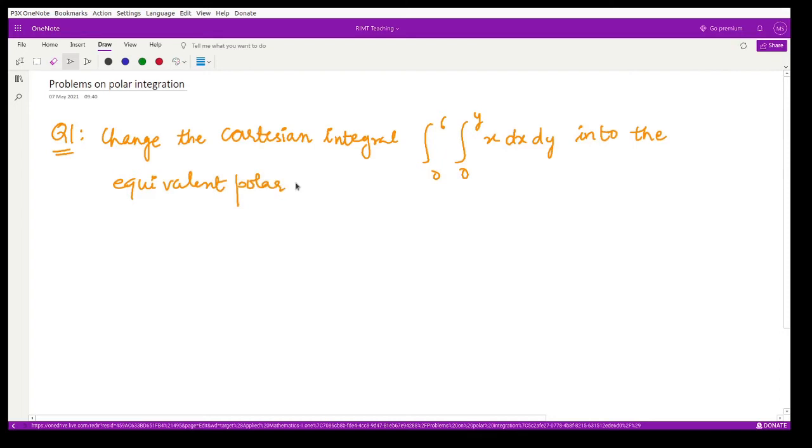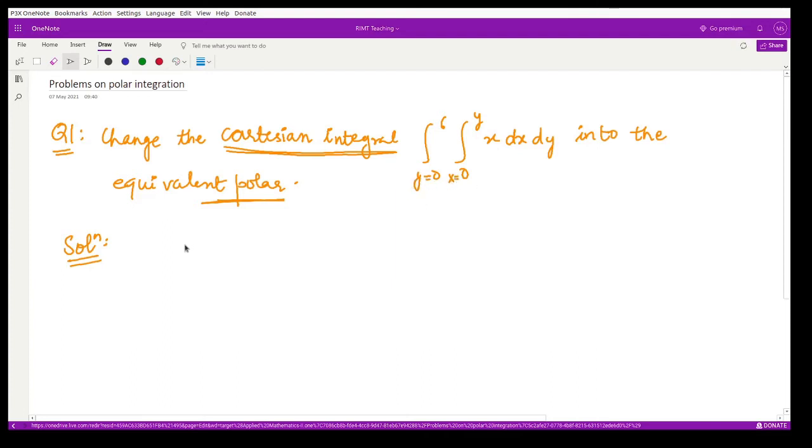So how do you do that? How do you shift or convert one Cartesian integral into the equivalent polar integral? For that, the first condition is always to visualize the region. So here, what is your region? Here you see your limits. These are the limits of x and these are the limits of y.